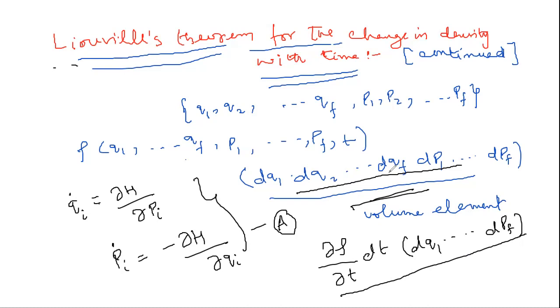Then we found that number by focusing our attention on the number of systems entering and leaving the volume through two faces. We considered a two-dimensional situation. The one face was q1 equal to constant, and the second face was q1 plus dq1 equal to constant. So when we found the net number of systems entering that two-dimensional rectangle, I should say, actually it was the net number of systems entering the whole volume element, but we considered only the first two faces, that is the q1 equal to constant face and the q1 plus dq1 equal to constant face.